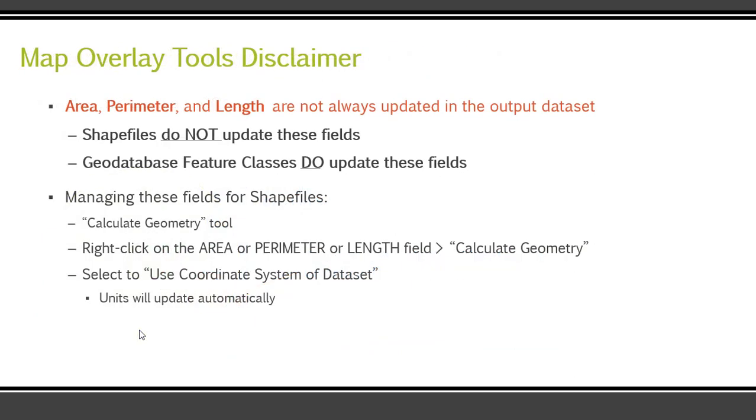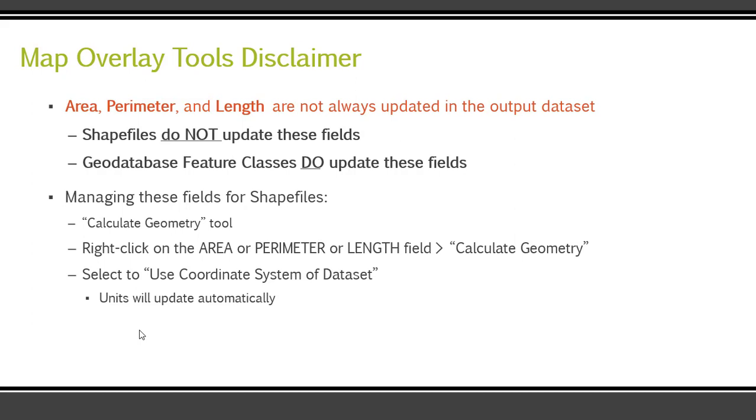All right, so there is a disclaimer when it comes to all map overlay tools. And it is that area, perimeter, and length are not always updated in the output data set. Meaning that if you do a clip, the area or the length of that data set isn't updated. It still represents the value from the original larger data set, which you can imagine might cause huge problems if you go to deliver that information to someone else who has to make a decision or has a policy based upon the numbers you're giving them.